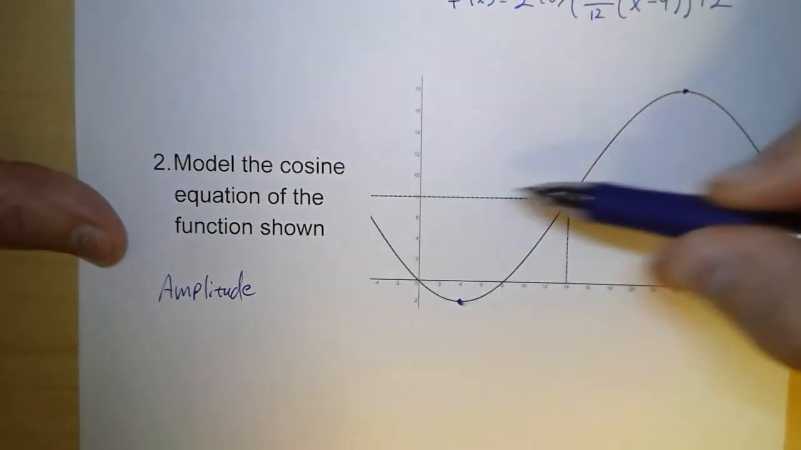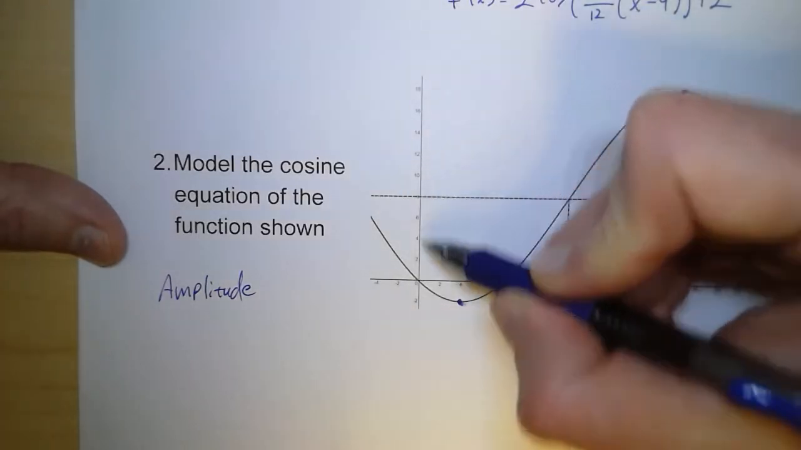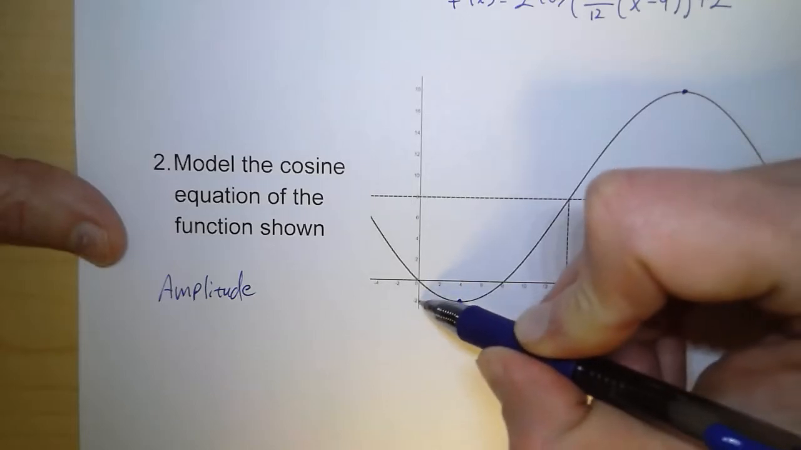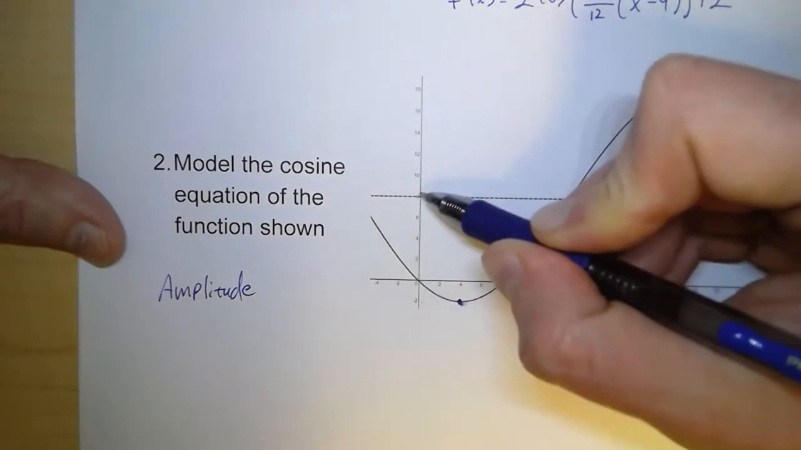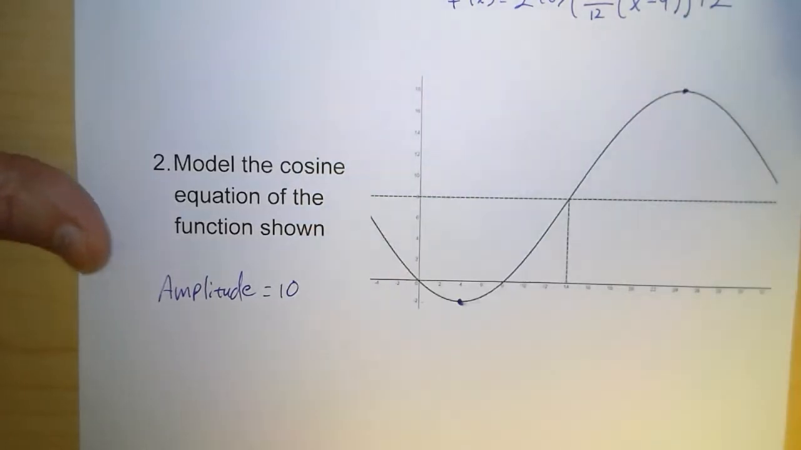Well, notice that the middle is drawn for us, and that's at 8. And this low point is at -2. So the distance from 8 to -2 is 10. There's our amplitude.